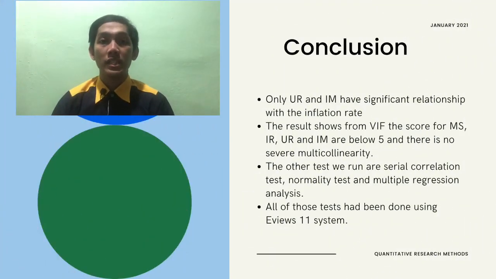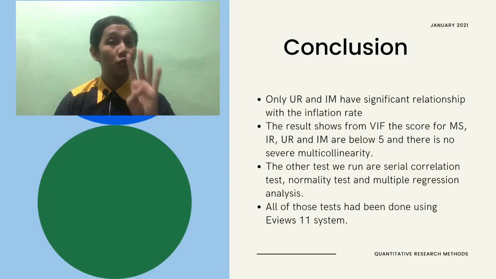In conclusion, based on the findings, only UR and IM have a significant relationship with inflation rate, while the other three variables, which are MS, ER, and IR, have no significant relationship with inflation rate. The VIF results show that the scores for MS, IR, UR, and IM are below 5, and there is no severe multicollinearity. We then continue until the end of the test with those 4 variables.